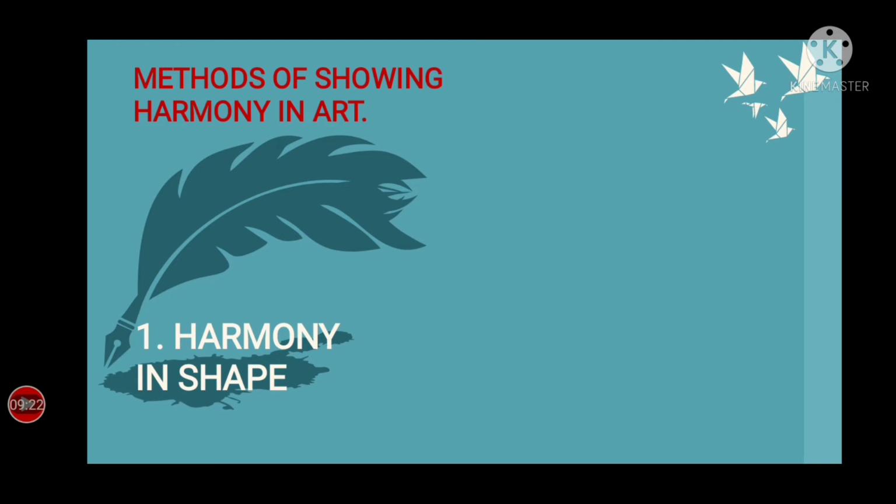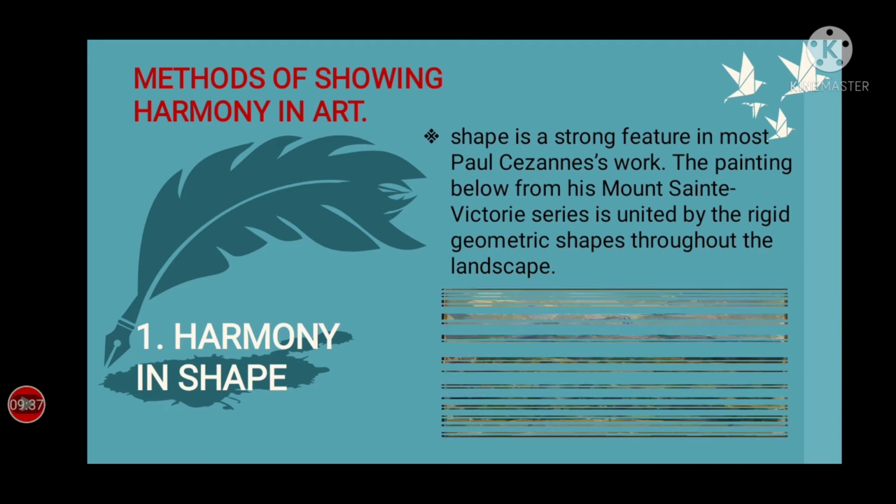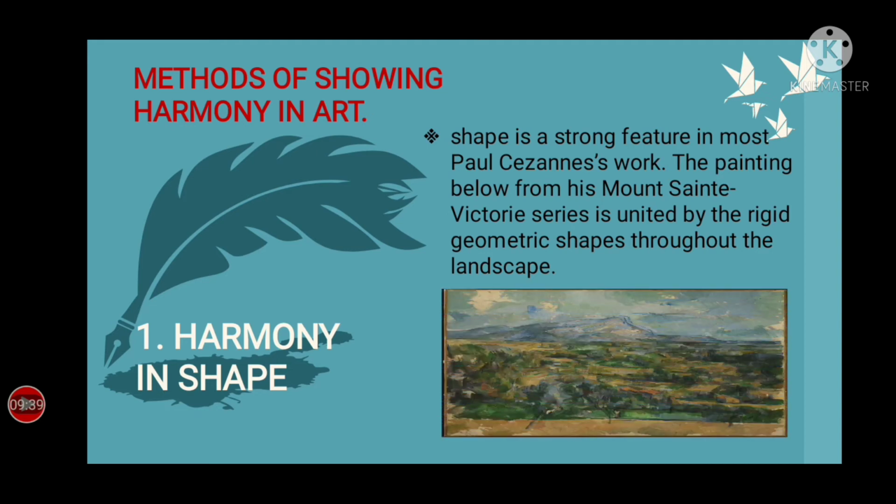When we say harmony in shape, it is a strong feature in most of Paul Cézanne's work. Mga Paul Cézanne's artwork daw yung mostly na nag-depict ng harmony in shape. So, the painting below here is from his artwork, Mont Sainte-Victoire series. It is united by the rigid geometric shapes throughout the landscape. So, dito may mga geometric shape.